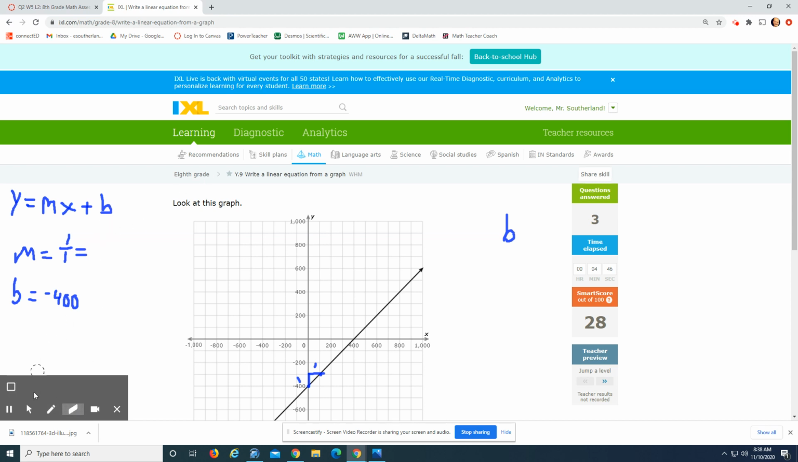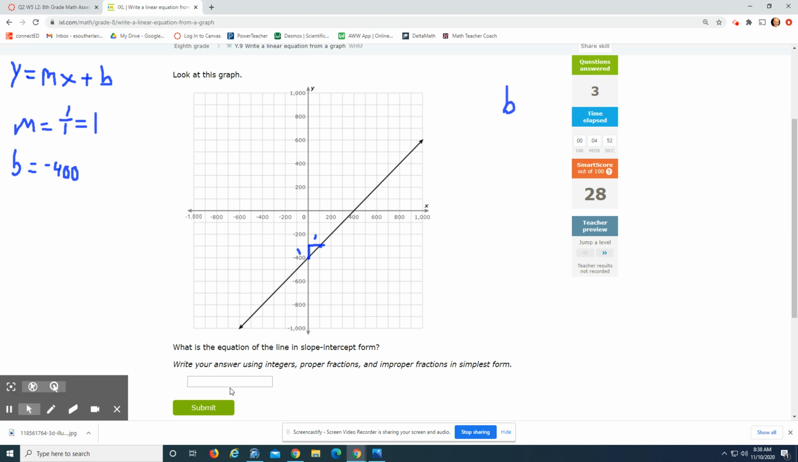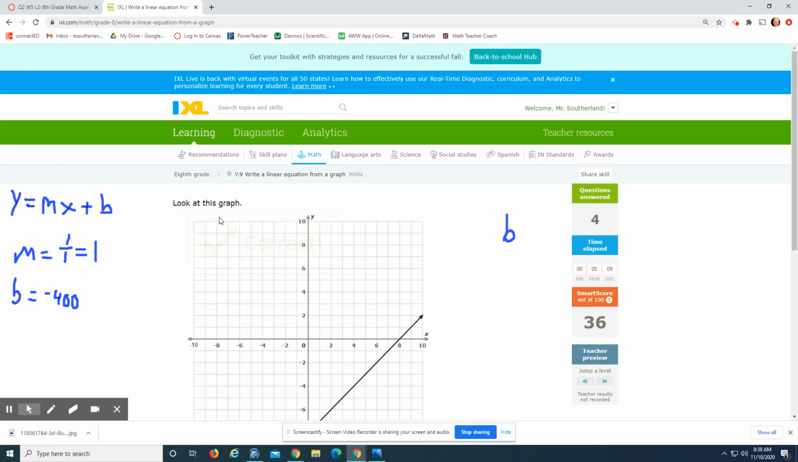So then you go down to your equation and you type it in, y equals 1x, and then you can put plus negative 400, but the plus sign is not necessary. Again, you're just going to keep doing this process over and over again.